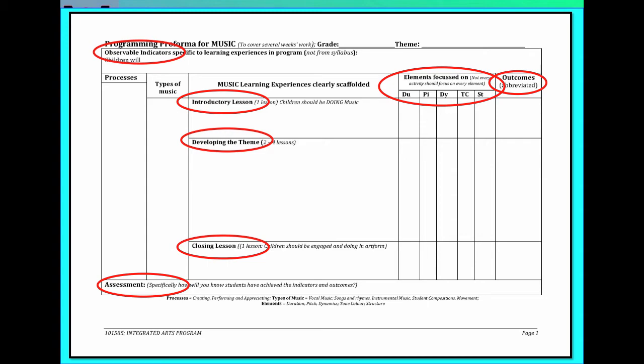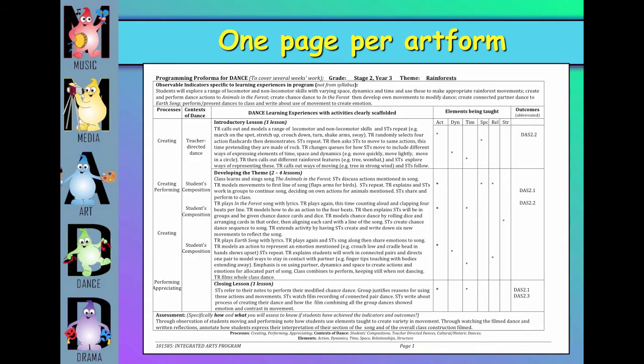Abbreviate your outcomes in the right-hand column. So here's an example of a dance program filled out. We have the observable indicators. Introductory lesson, clearly set out with lots of scaffolding. The theme is developed with sufficient lessons to cover 4 lessons. And then the closing lesson. Again, it's engaging. And the assessment, showing how and what will be assessed. The elements are being taught, and they relate to the activities in the learning experiences. The outcomes are abbreviated.